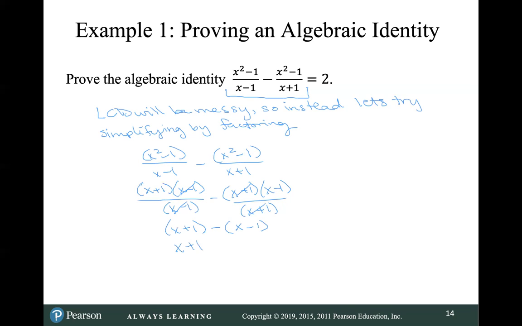So x plus 1, distribute that negative, minus x plus 1. x minus x is 0. So we get 2 equals 2, and then we're done. Okay, I only used algebraic rules in order to simplify this.